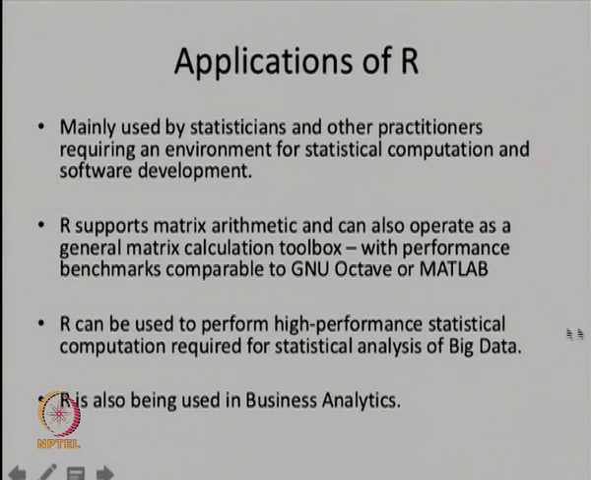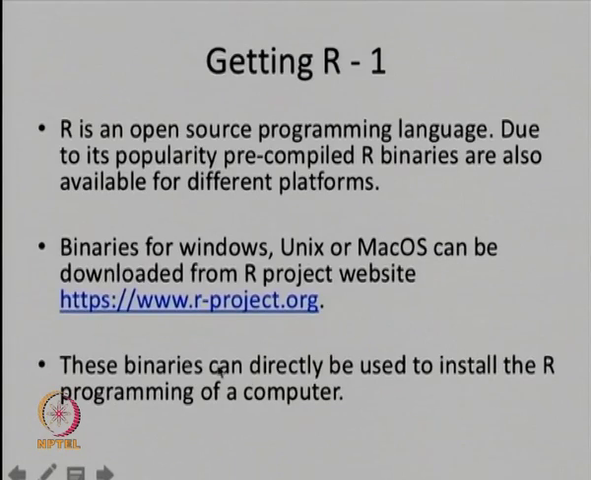And R can be used to perform high performance statistical computation, and to the extent that it is also used by the business fraternity. So, it brings us to the first question: how do you get R? R is an open source programming language, so you can download it from this.